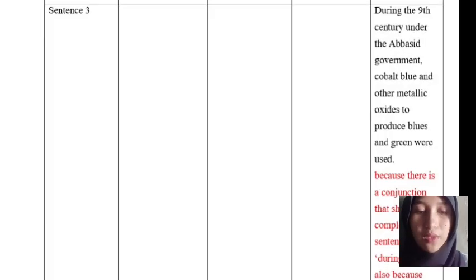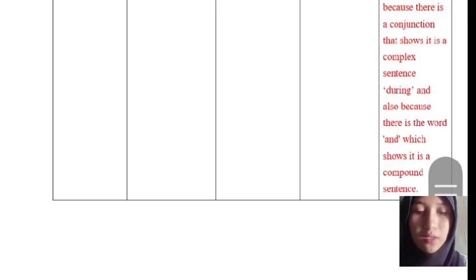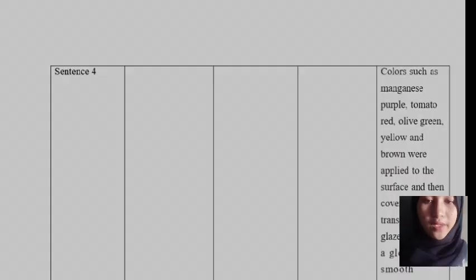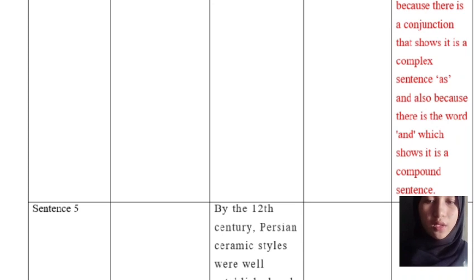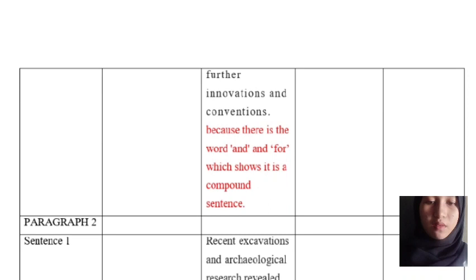Sentence 3, compound complex sentence, because there is a conjunction "during" that shows it is a complex sentence, and also because there is the word "and," which shows it is a compound sentence. Sentence 4, compound complex sentence, because there is a conjunction "as" that shows it is a complex sentence, and also because there is the word "and," which shows it is a compound sentence. Sentence 5, compound sentence, because there is the word "and," which shows it is a compound sentence.